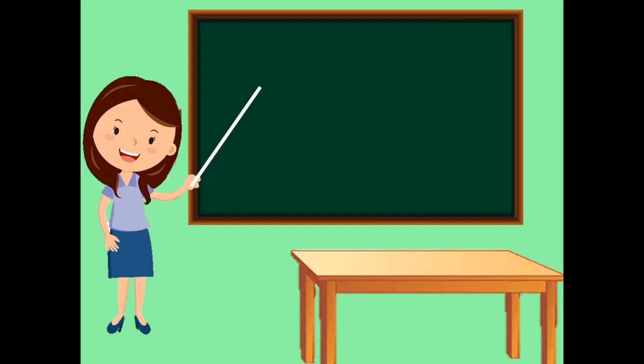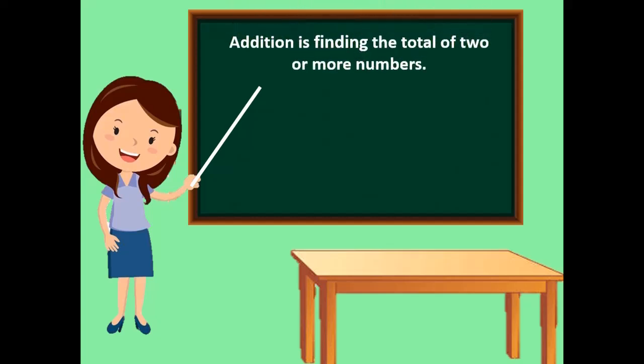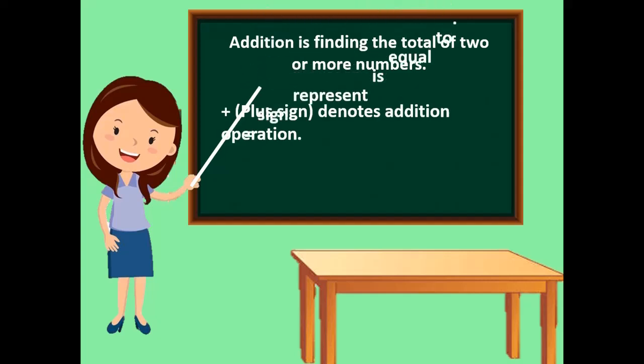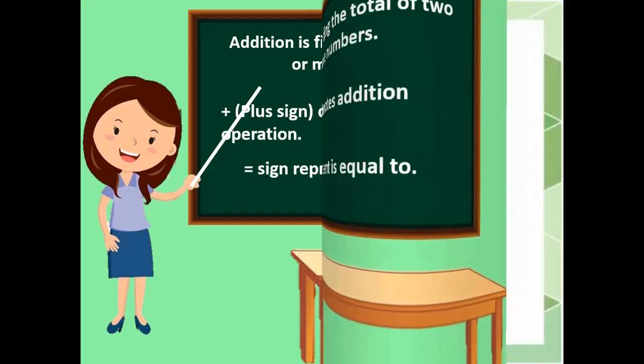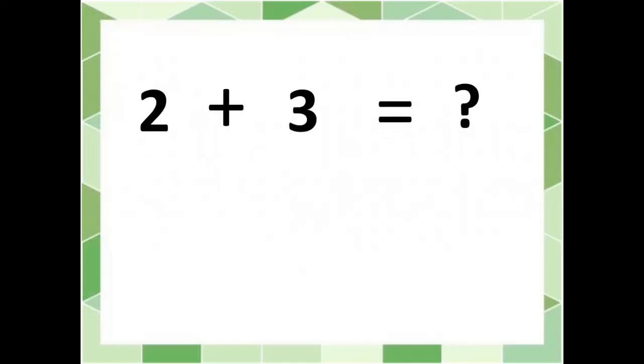Children, we can say that addition is finding the total of two or more numbers. The plus sign denotes the addition operation. The equal to sign represents "is equal to". Students, let's solve the example of 2 plus 3 is equal to how much?